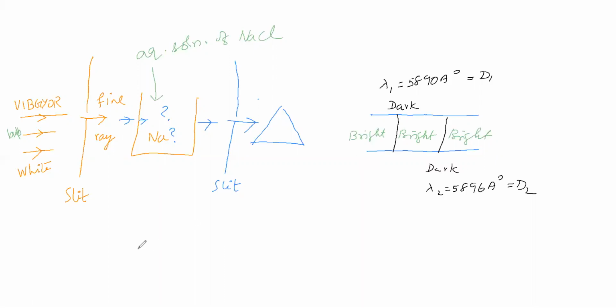For this, we will take a sodium vapor lamp. The sodium vapor lamp emits yellow color, as you know. So we got yellow lines in the emission spectrum.